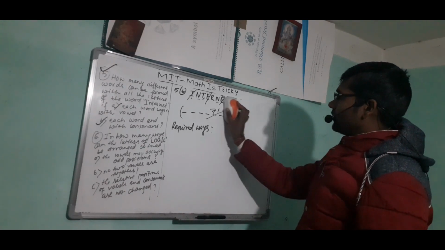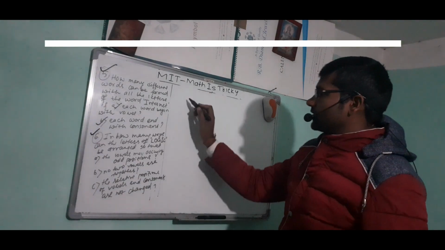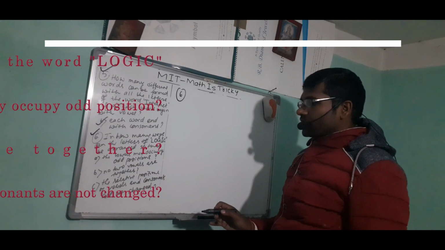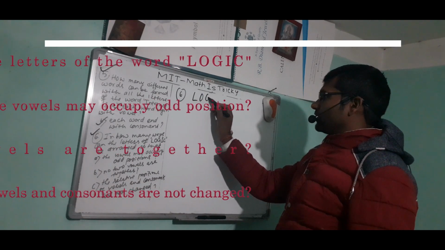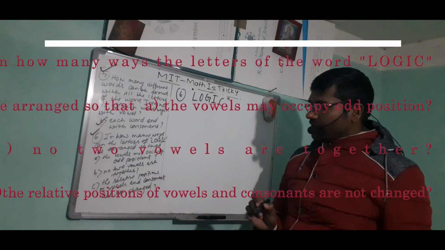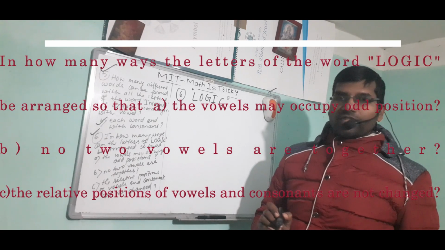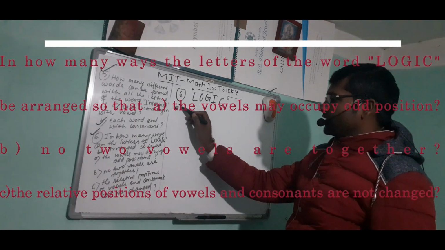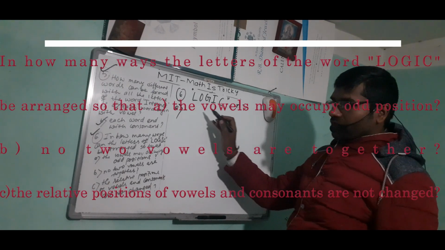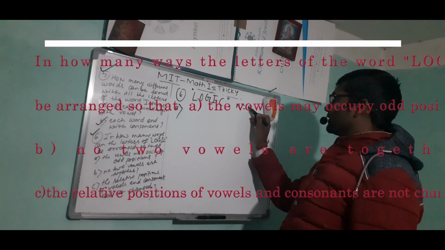Let me solve another question for you. Now question number 6. In how many ways can the letters of the word LOGIC be arranged? In this video I'm solving questions based on permutations. For the first part, LOGIC is the word. So n equals how much? The total number of letters is 1, 2, 3, 4, 5, n is 5.